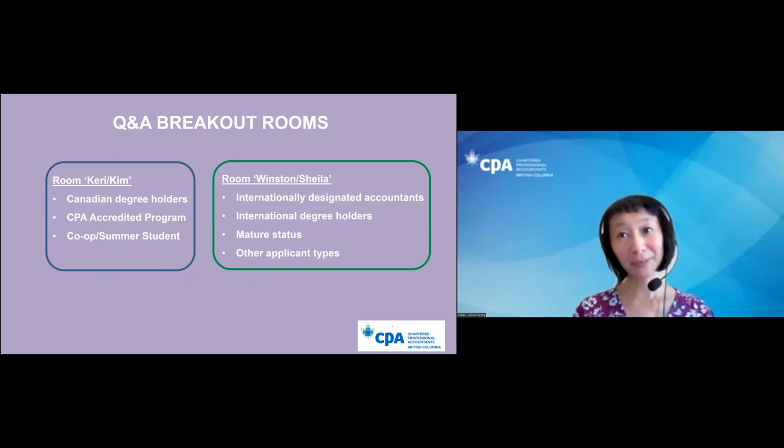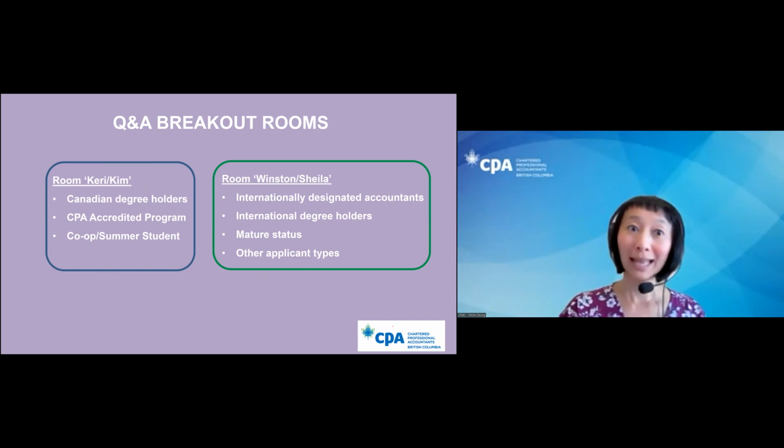We have a total of 2 breakout rooms. Room Carrie and Kim is for persons who are Canadian degree holders. This is for persons who are attending a Canadian post-secondary institution, like a college or university's CPA accredited program, and also for current co-op students at a Canadian post-secondary institution. You are to enter the room Carrie and Kim.